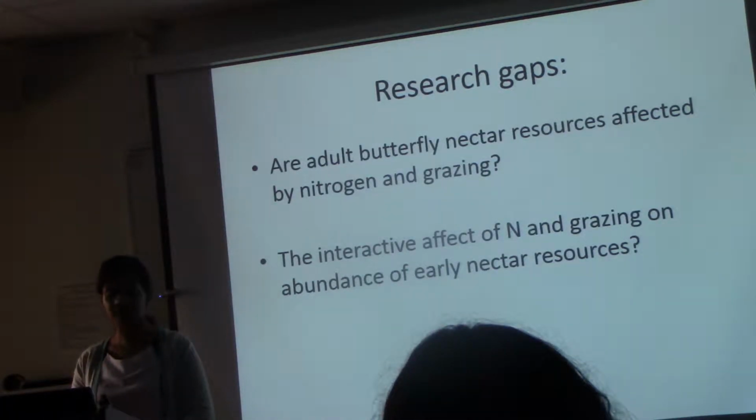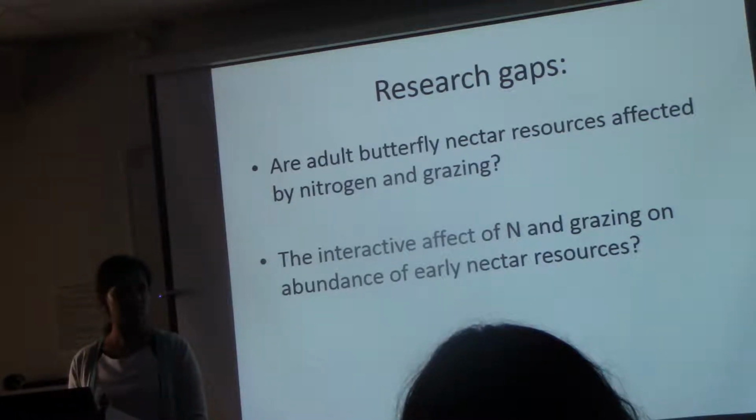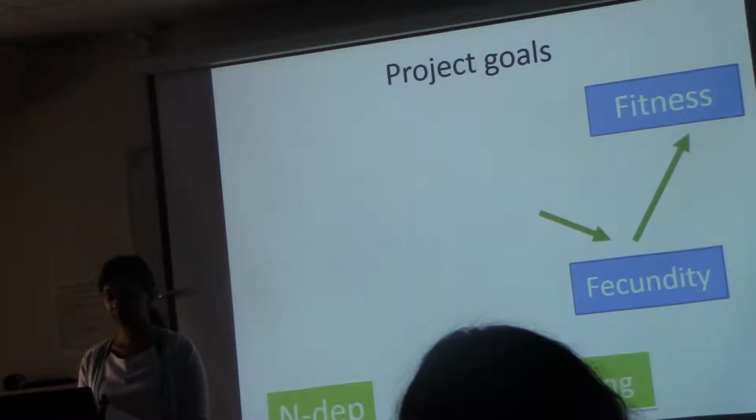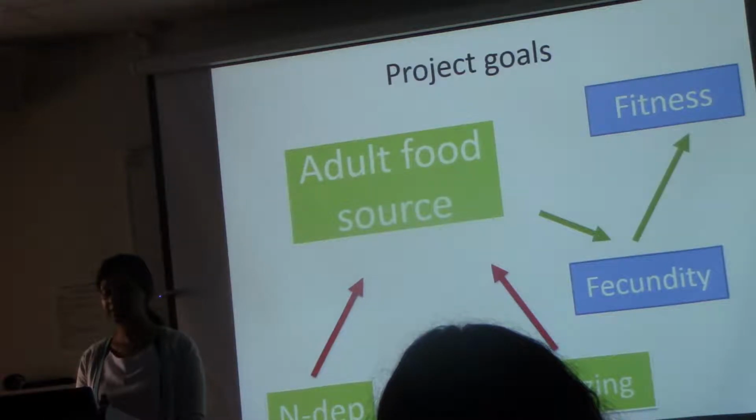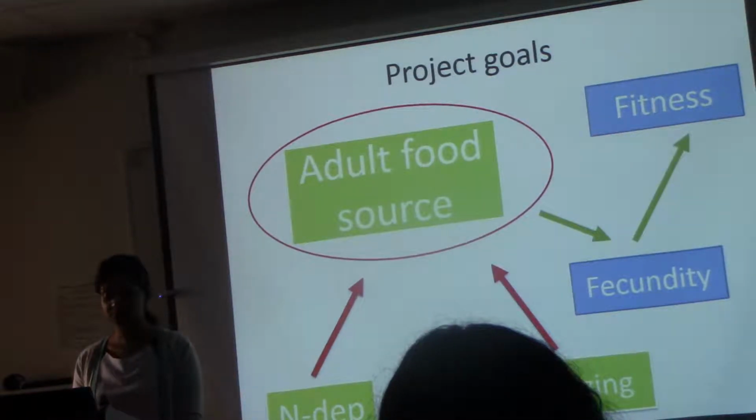The research gaps I found were: are adult butterfly nectar resources affected by nitrogen and grazing, and the interactive effect of nitrogen and grazing on abundance of early nectar resources. My project goals were to look at the effects of an increase in nitrogen and grazing on butterfly fecundity and fitness by mainly studying the adult food resource.